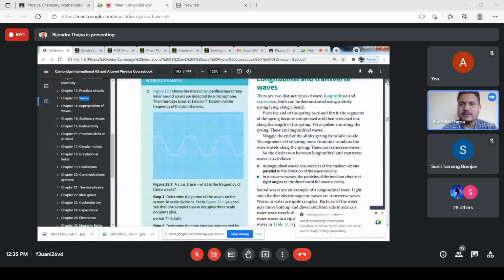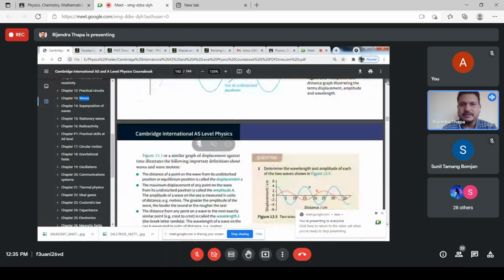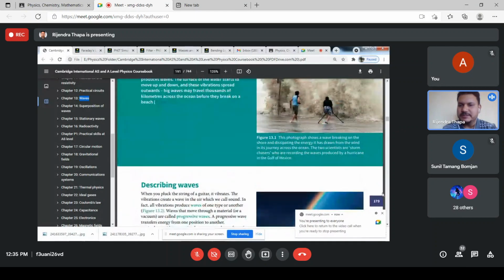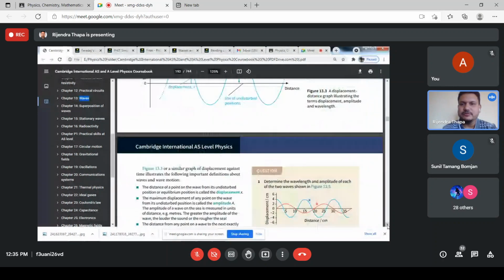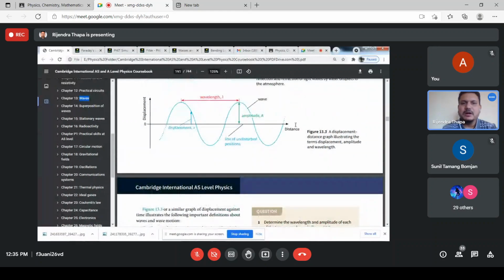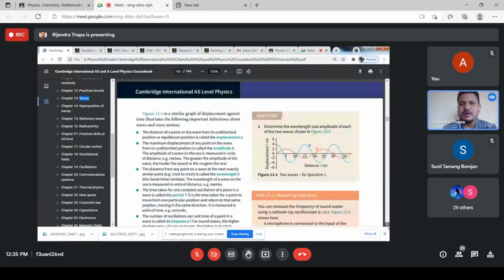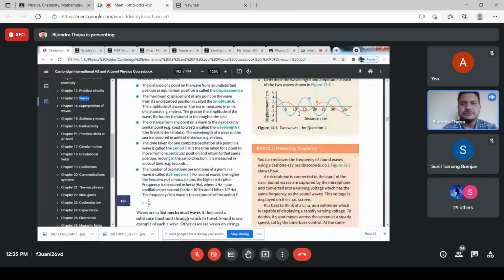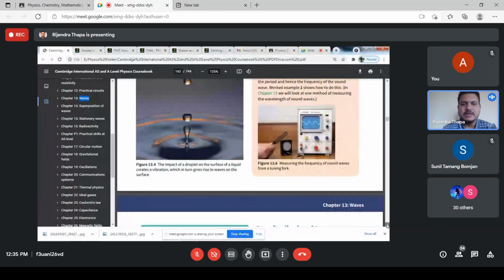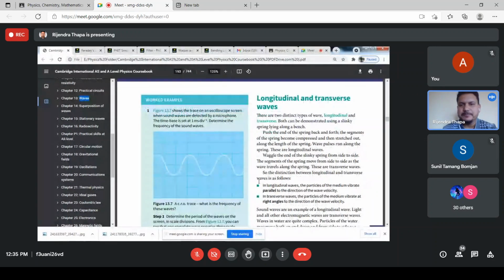Okay, so this is the textbook that we are following, and all these portions we have completed. We have described wave, we have defined wave, and then we have represented wave in a graph of displacement versus distance. Not only that, we also represented wave by displacement versus time. And then after that, we found out the wavelength, the amplitude, and the frequency, right? And then we found out the frequency with the help of CRO, cathode ray oscilloscope.